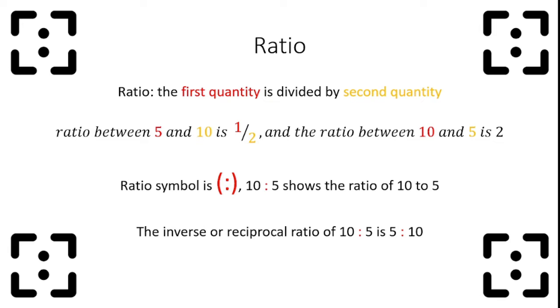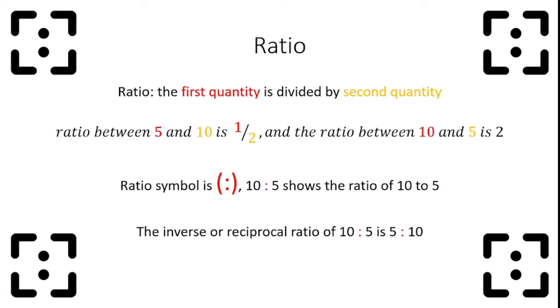Here, first the term ratio. What is meant by ratio? Ratio is generally calculated as the first quantity divided by the second quantity. What is the first quantity? What is the second quantity? We may have this doubt. Here, I consider two quantities, 5 and 10, which I represent with red color and yellow color.